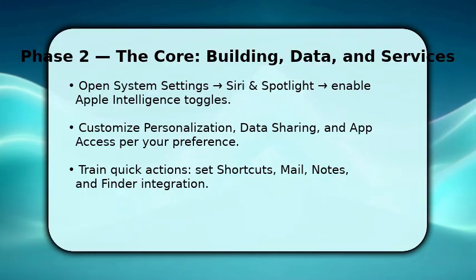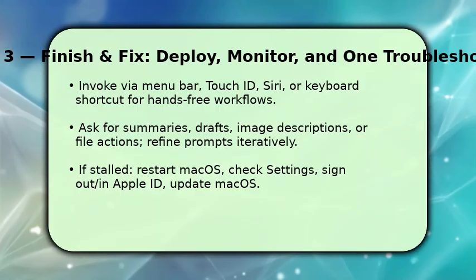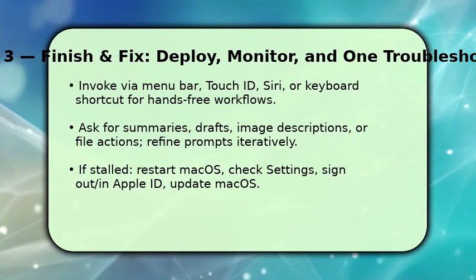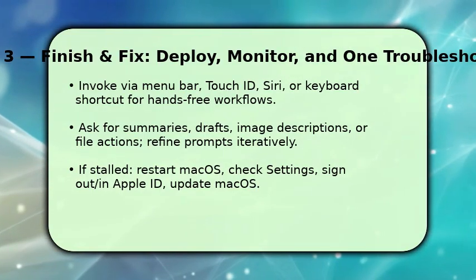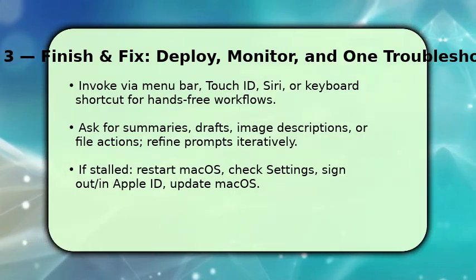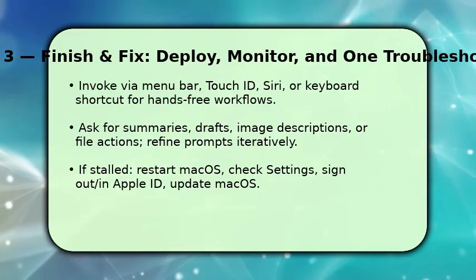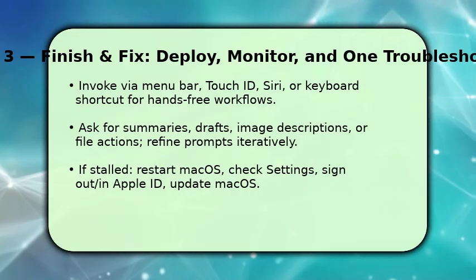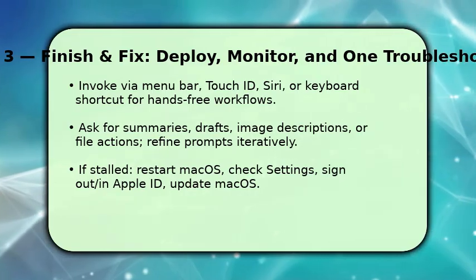Once these are set, test it. Finish by using Apple Intelligence in real tasks and knowing how to fix issues. Invoke it from the menu bar, Touch ID, Siri, or your custom shortcut. Then ask for summaries, drafts, or file operations. Short, specific prompts get faster, clearer results. Make sure to refine prompts if responses miss context, and leverage the undo in shortcuts for accidental actions.